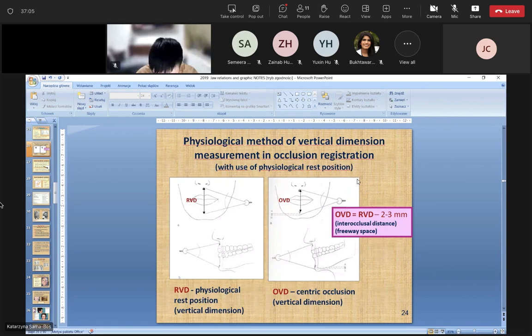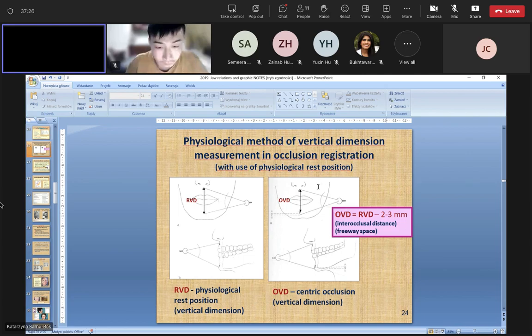Okay. And here you have the rule how to find the occlusal vertical dimension. So occlusal vertical dimension means that we need to find out the rest vertical dimension and then minus 2-3 millimeters, so minus 3 millimeters of free way space.